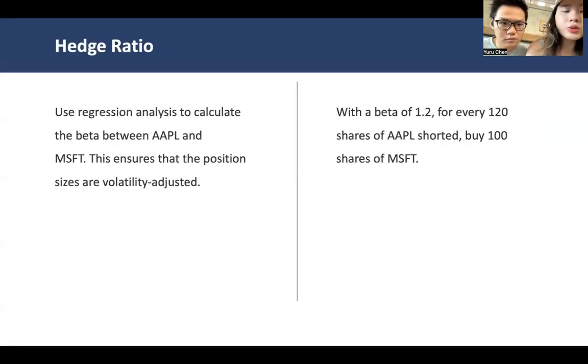For the hedge ratio, we used regression analysis to calculate the beta, which ensures that the position sizes are volatility adjusted. We looked at the past year's data and concluded that the beta is almost 1.2. So for every 120 shares of Apple shorted, we buy 100 shares of Microsoft.